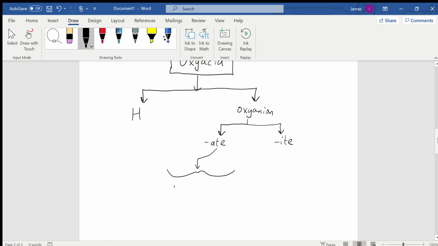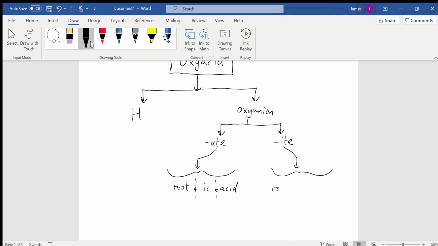You would have a root, and you would have ic, and you would have acid. If you had the oxyanion that had the suffix ite, you would do this. You would make your arrow connect properly. And then you would do this.